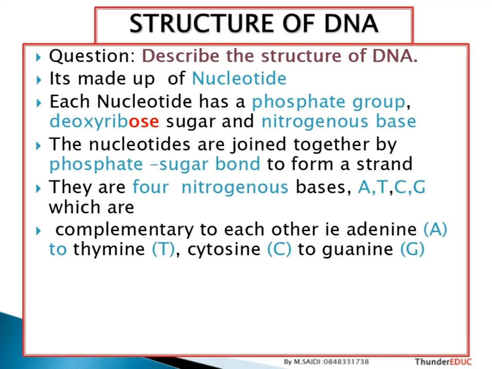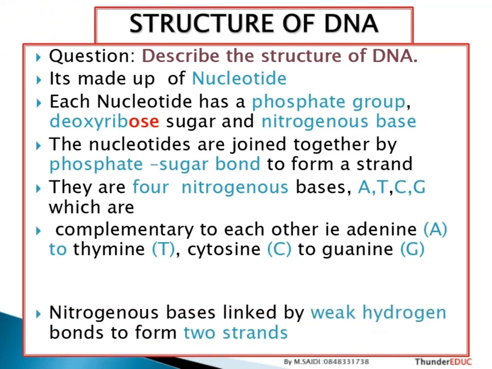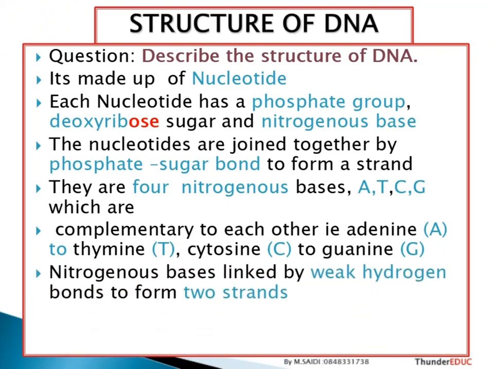Now, these bases are complementary to each other. That is, adenine pairs with thymine, cytosine pairs with guanine. Now, nitrogenous bases are linked by weak hydrogen bonds to form 2 strands. A DNA molecule is double-stranded, and the 2 strands are connected together by weak hydrogen bonds. Now, when you say this one, you don't just say hydrogen bonds. You include weak hydrogen bonds, because when you just say hydrogen bond, you are now in chemistry. Here we say specifically that weak hydrogen bonds connect the 2 strands.